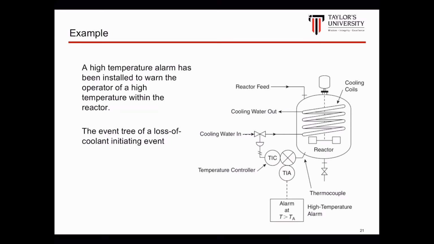Okay, let's take a look at this example here. We have a high temperature alarm. This is actually the same example that we used for our HAZOP analysis in the previous classes. A high temperature alarm has been installed to warn the operator of high temperatures within the reactor. So here we have an alarm system. Now we want to construct an event tree of a loss of cooling event with this as the initiating event. Let's take a look at what we have.